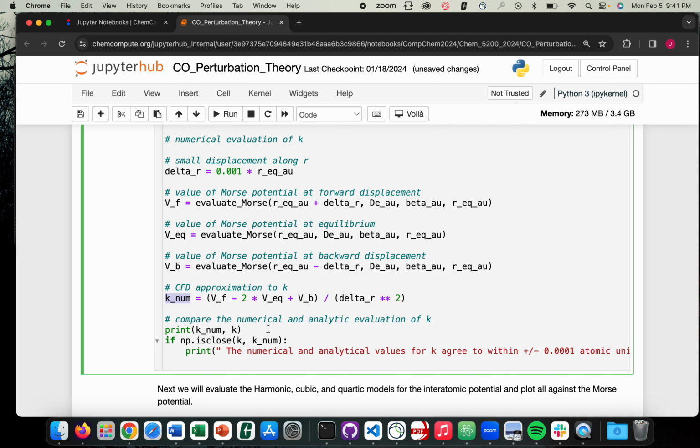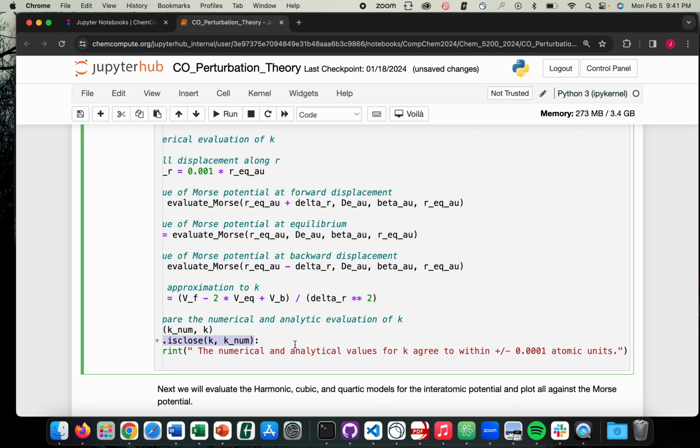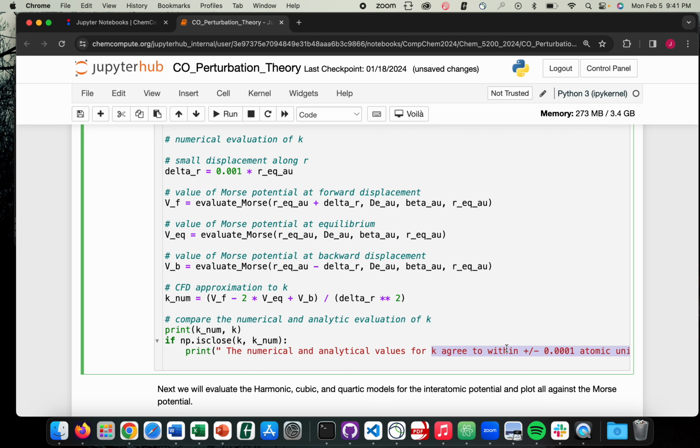Okay, so that should be my numerical approximation to K. And here, what I'm going to do is compare the numerical and analytical evaluation of K. I'm going to print both of them, the numeric first and then the analytical, and then I'm going to evaluate this close comparison, and if it passes, it's going to say that these things agree to within plus or minus 10 to the minus 4 atomic units. Okay, so let's run this cell and see what happens.